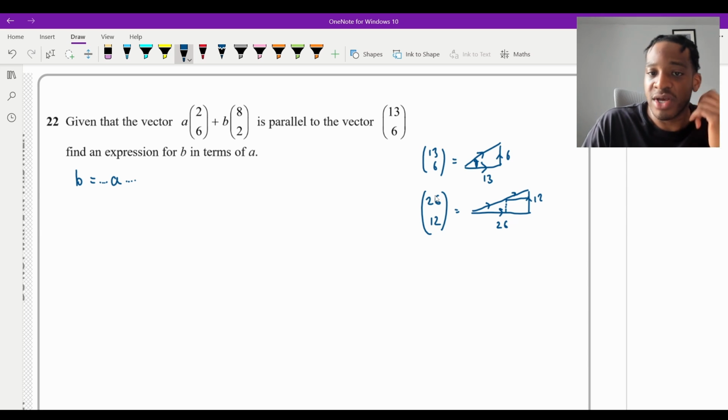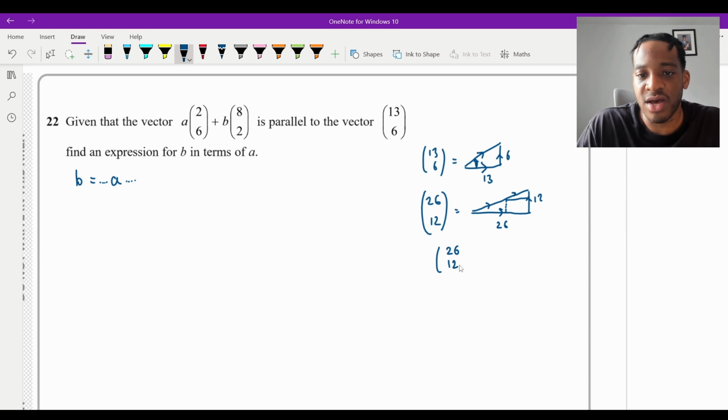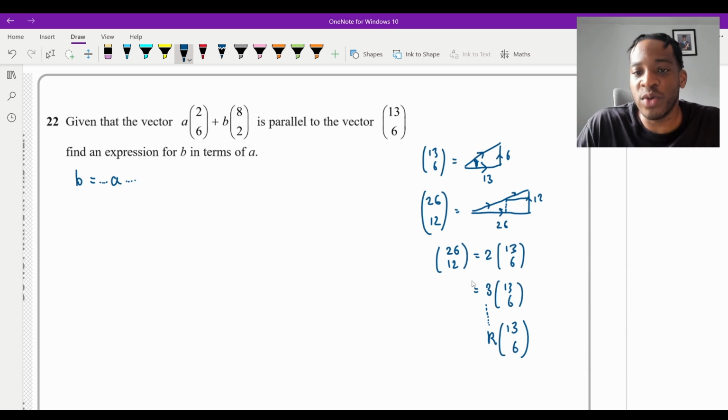Now, we can extend this because this 26, 12, I can actually rewrite as 2 lots of 13, 6. The main thing is this vector 13, 6. And then you can just keep going. Another one would just be if we multiply it by 3. And we could just extend this to form a relationship. We could just say that there's a multiplier called k, right? And it'll be k times 13, 6. So what we can do with all of this is say that if a vector is parallel to another, we can just express it as a multiple, some value of k multiplied by that vector.